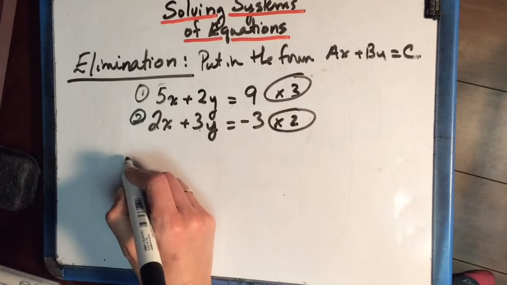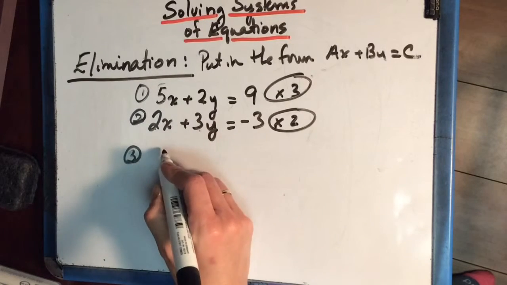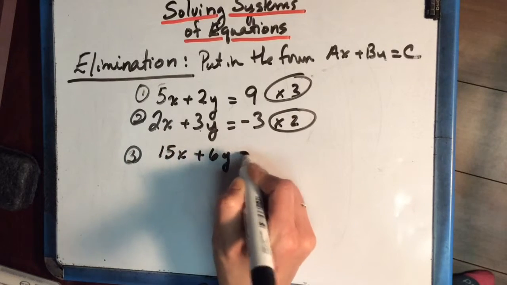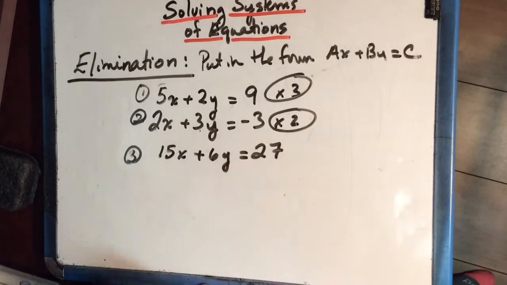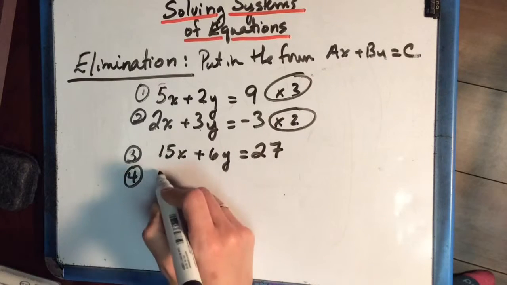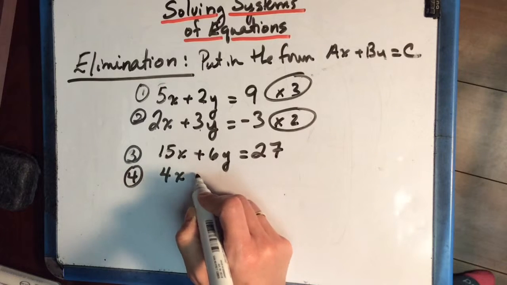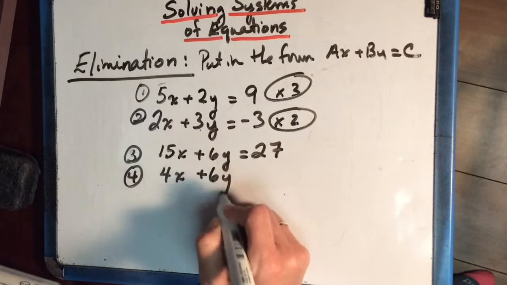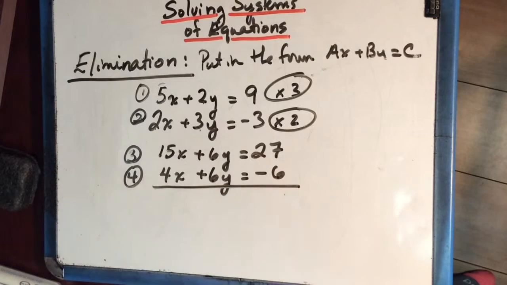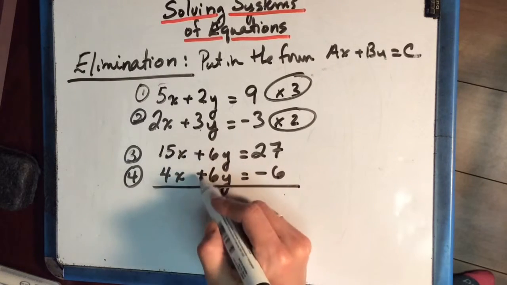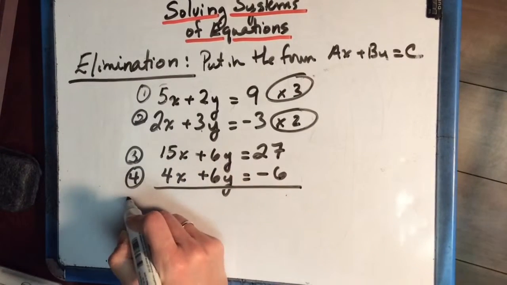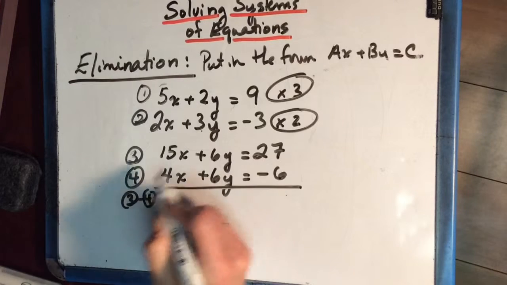So let's do that. We're going to call this equation 3 now. So times 3 gives me 15x plus 6y is equal to 27. And then this one here we're going to call 4, and that's 4x plus 6y is equal to negative 6. And now I'm going to decide, do I subtract or do I add? Because they have the same sign, we're going to subtract, so 3 minus 4.